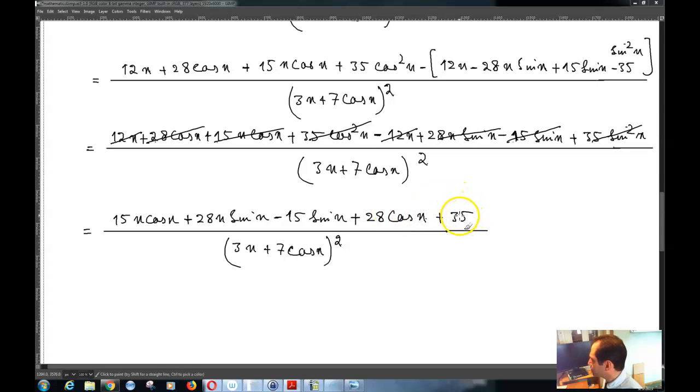35 plus 15x cos x plus 28 cos x, and then you have 28x sin x. This one, negative 15 times sin x, over 3x plus 7 cos x whole squared. That's the answer.